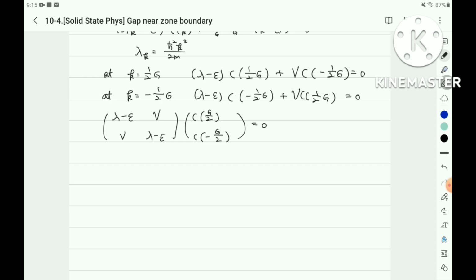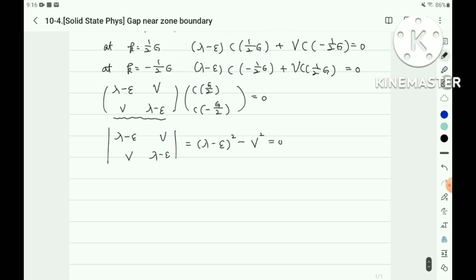In order to have a non-trivial solution, this matrix should not have an inverse matrix. So the two equations have a non-trivial solution only if the determinant of this matrix is 0. Lambda minus epsilon squared minus v squared equals 0. Therefore, lambda minus epsilon equals plus or minus v. Therefore the energy is lambda minus or plus v, and plus or minus is identical.